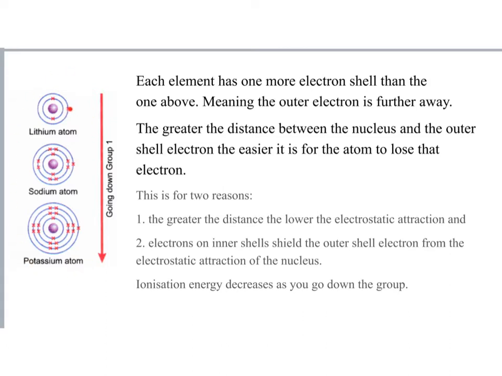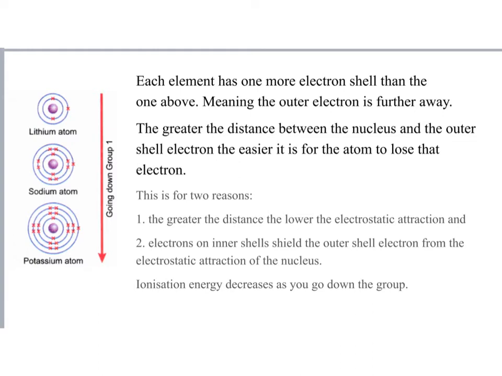And whilst we have 1 electron in the outer shell for each of the group 1 elements, that outer shell becomes a little bit further away because each one has 1 more shell than the one above it. That electron is further away. It means that it's easier for potassium to lose that electron. It requires less energy than for sodium, than for lithium. So if it's easier for potassium to lose that outer shell electron, that means that potassium is going to react more quickly.